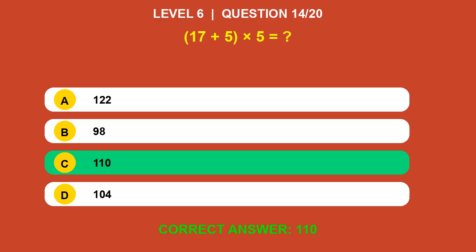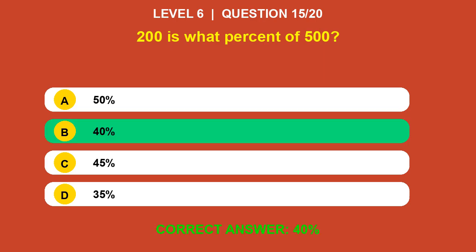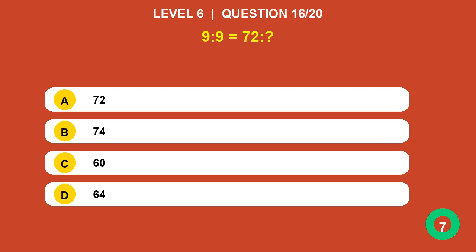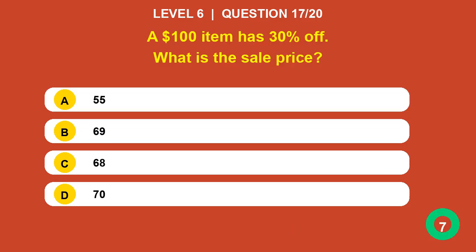Answer is 110. 200 is what percent of 500? Answer is 40%. 9:9 equals 72? Answer is 72. A $100 item has 30% off.